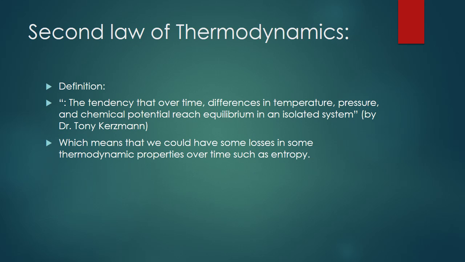And finally, we have the second law of thermodynamics. The definition says that over time, differences in temperature, pressure, and chemical potential reach equilibrium in an isolated system, which means that we could have some losses in some thermodynamic properties over time, such as entropy.